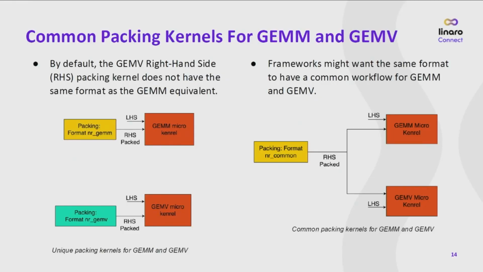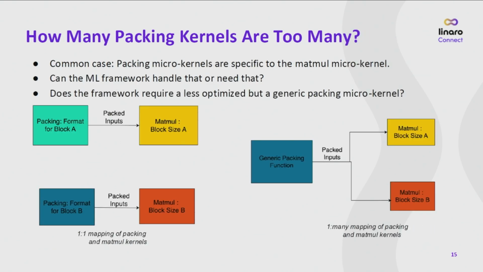And there is a point in thinking, as you could argue, that the bottleneck is not exactly the packing kernel, the bottleneck is gemm. Which is why, if you look at our packing kernels right now, the format is common between gemm and gemv. And so, how many packing kernels are too many?